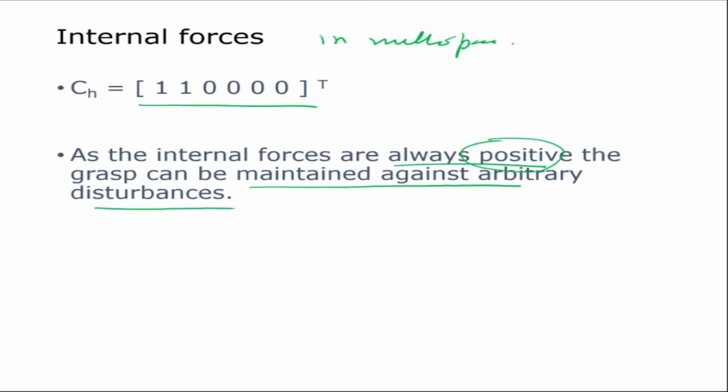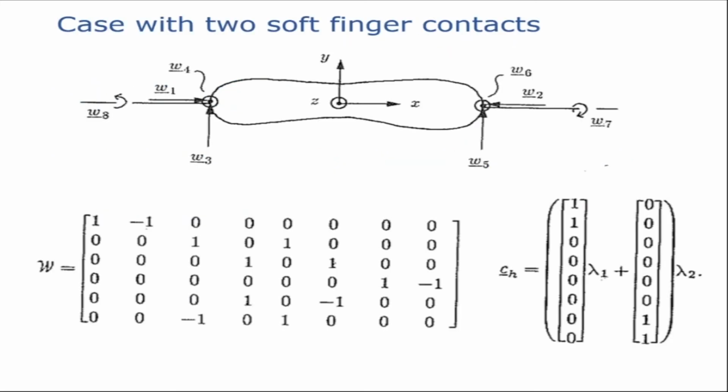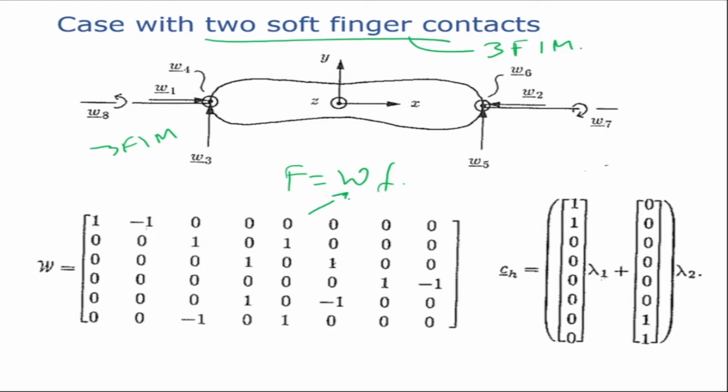Now, if we think a little bit more, there can be different kinds of contacts. Say, for example, here, where you have two soft finger contacts. This is just an example. If you think a little bit, it will become clear. Two soft finger contacts means 3 forces plus 1 moment. So in this case, there are 3 forces, 1 moment on each side. Exactly the same way, we write our equation, F is equal to W into F, and we get this matrix, which is 8 by 6, non-square again.